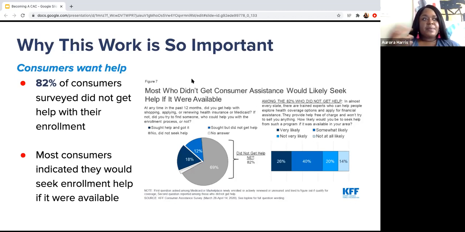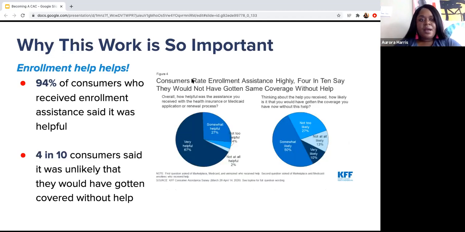A lot of consumers really want help, especially our population, millennials and Gen Z. I know so many folks for whom it's their first time accessing health insurance on their own, and they really need help understanding these concepts. It's kind of like financial literacy, something a lot of communities just don't have access to. And it works. Enrollment help helps. 94% of consumers who received enrollment assistance said it was helpful, and 4 in 10 said it was unlikely they would have gotten covered without the help. So the work that you're going to be doing is really, really critical.